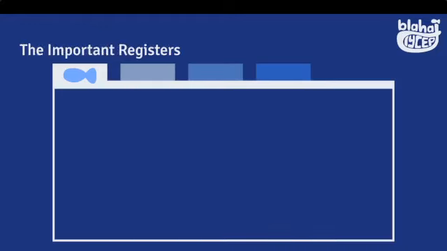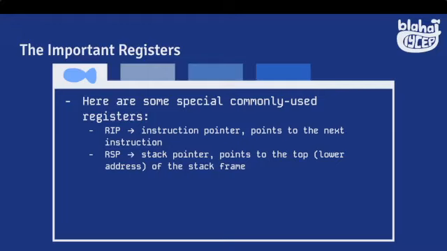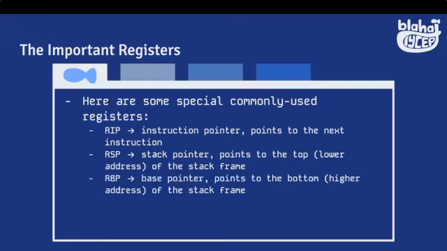However, the important ones that we will be covering more today would be the instruction pointer, which is how the computer knows which instruction to execute. The stack pointer, which points to the top of the stack frame, basically the address of the top of the stack frame. And also the base pointer, which points to the bottom of what we call the stack frame. So these are the important registers for now.